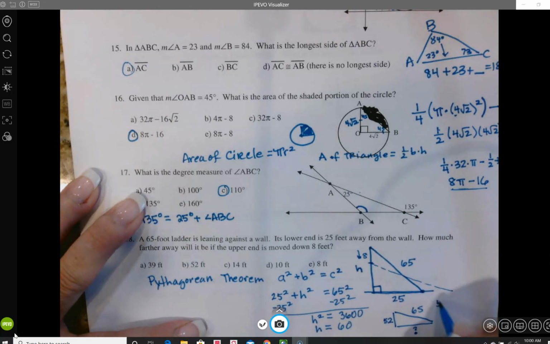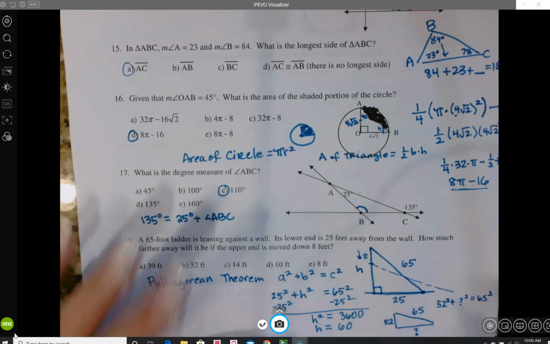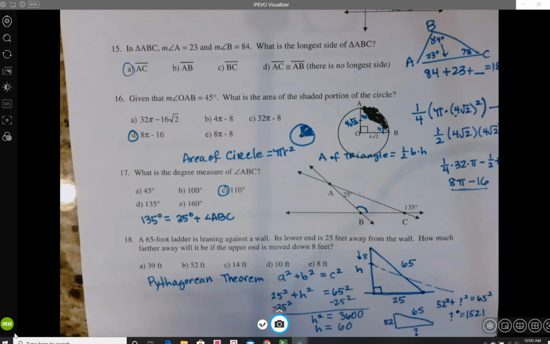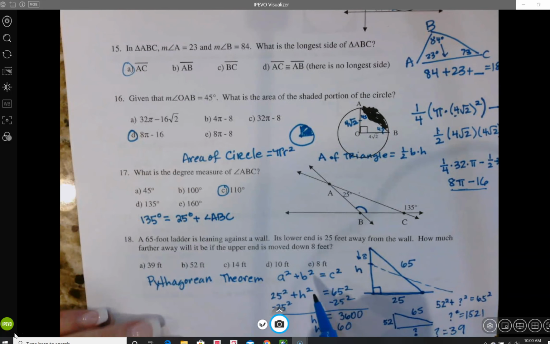So I'm going to set up a new Pythagorean theorem. 52 squared plus the floor squared still equals 65 squared. So now I'm going to take 65 squared minus 52 squared, and I get 1,521. And the square root of that is 39. And there we go.